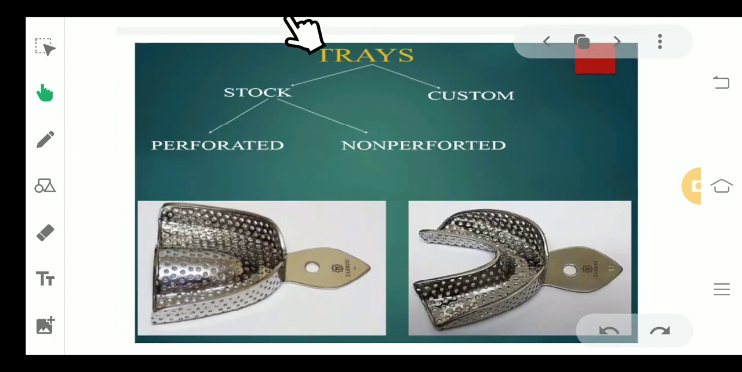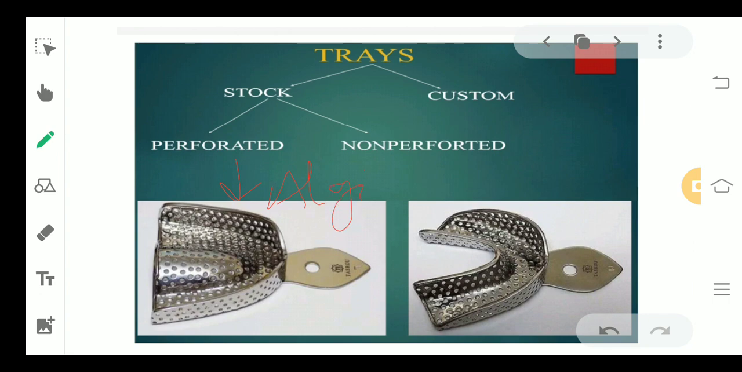Moving ahead to the types of trays. There are basically two types of trays, the stock tray and the custom trays. Stock trays can be perforated or non-perforated. This is how the perforated trays look like. And the perforated trays are generally used for alginate impressions.